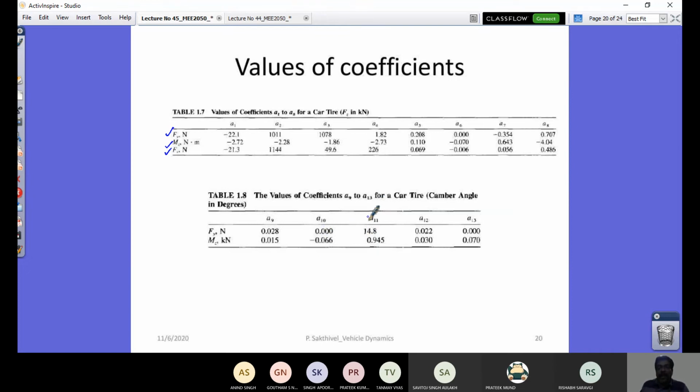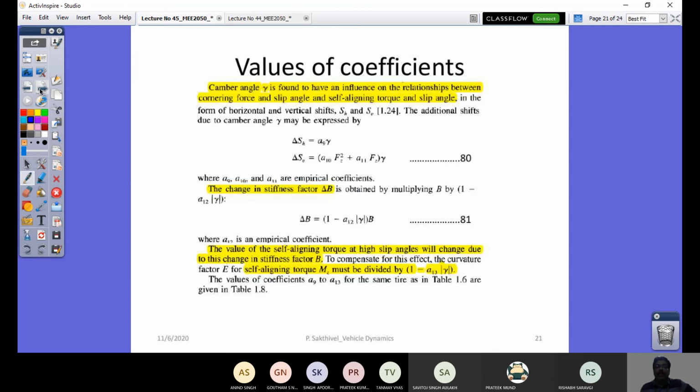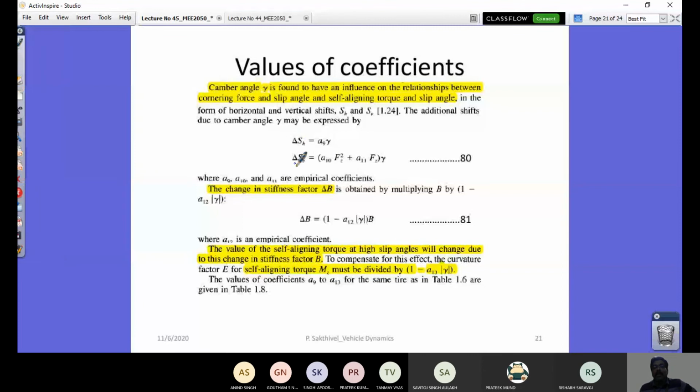So these coefficient values additionally go from A9 to A13. You may ask why we require these. That's what I will explain. There is a dependency of these factors on camber angle as well. So you will see that here. The shift, that's what you have seen. Conicity and ply steer is pseudo camber or pseudo slip that you have seen. So the pseudo camber effect is accounted for. You have this delta SH, which requires this coefficient given in the table, and the vertical shift is accounted for like this. The change in stiffness factor, delta B, is given by this.